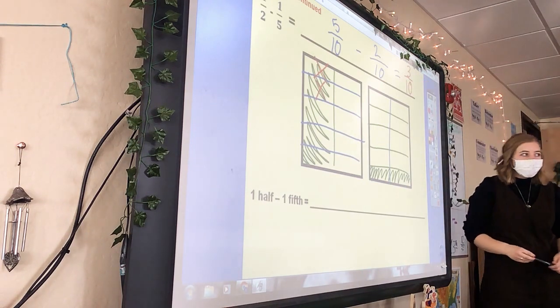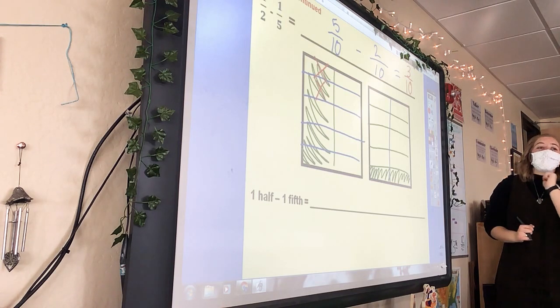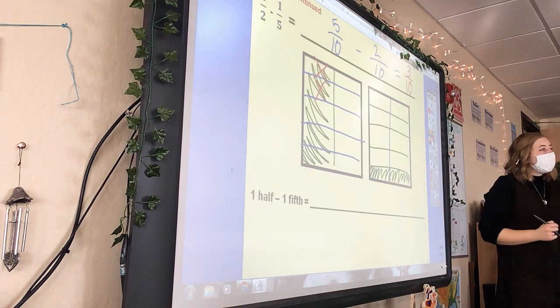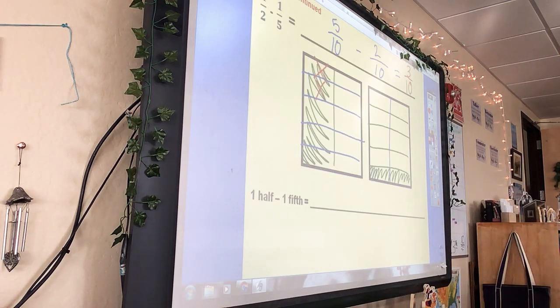Okay. Now, really quick. I see your hands. I promise I will get to you. I want to show you something really quick. Remember at the beginning of this problem I said we made sure we knew that 1/2 was bigger than 1/5, right?